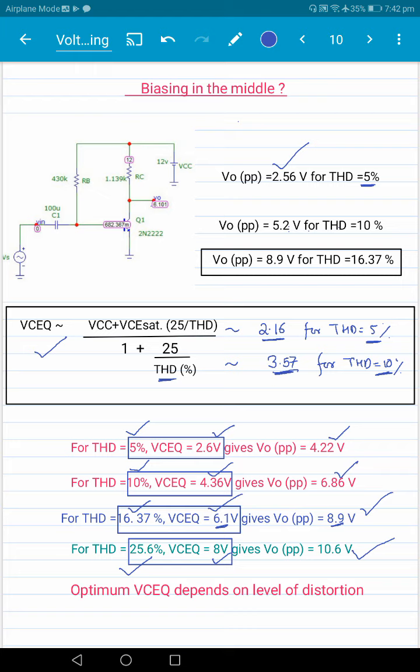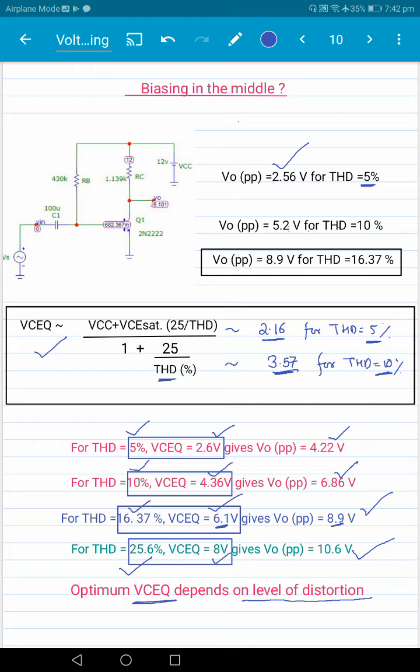So the point is, the optimum VCQ, where you should bias, depends on how much distortion you're willing to tolerate. If 5% distortion is okay with you, then you bias VCQ at 2.6. If 10% is okay for you, you bias it at 4.36. Only if 16.37% distortion is okay for you, then only you bias in the middle. Right? So biasing in the middle is not optimum.